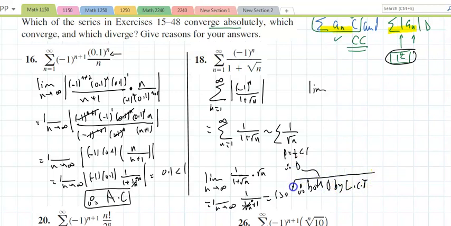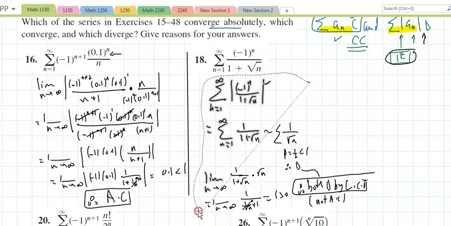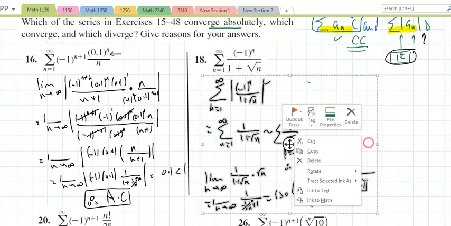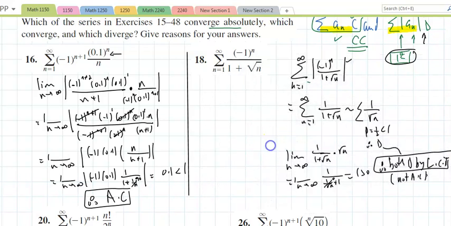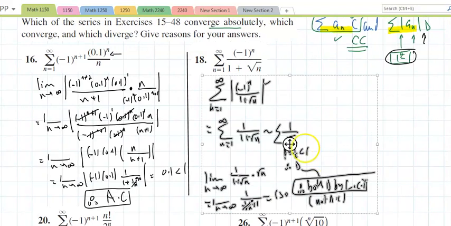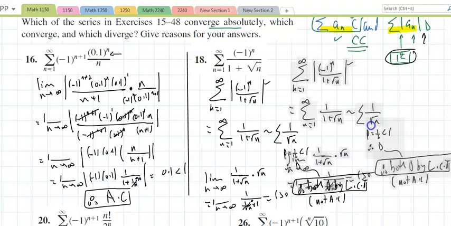So here I've just shown that the absolute value diverges, which means this series is not absolutely convergent. That's not enough. Now I have to go in and say, okay, well, let's look at the series itself. So maybe I should put this on the right. Here we go. So here we've just shown that this series is not absolutely convergent.